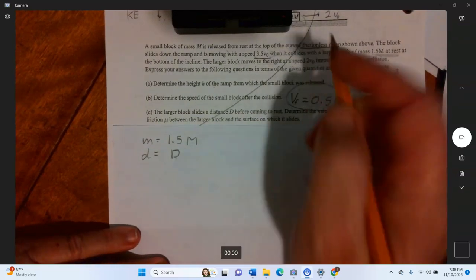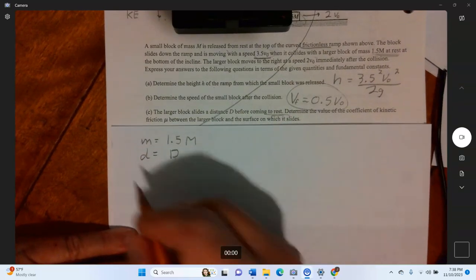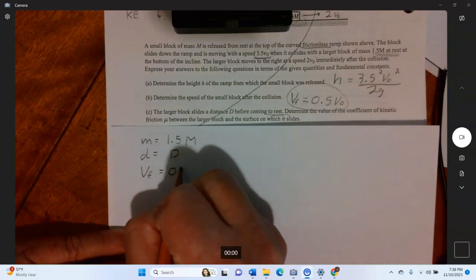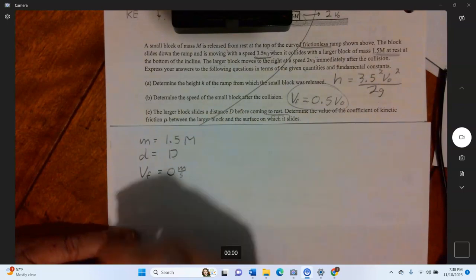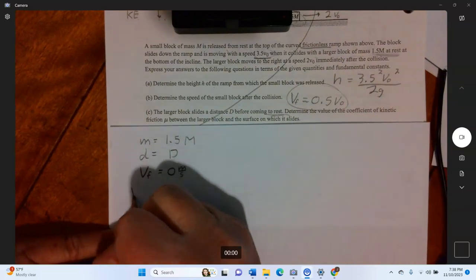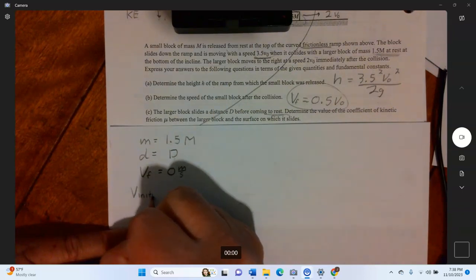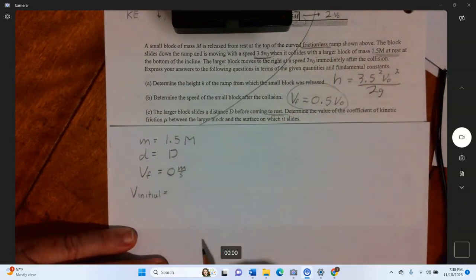What else do we know when that block slides? It says D before coming to rest. So that means we know its final velocity is going to be 0. And its initial velocity, I'm going to have to call that V initial. I'll just write it out. Initial. Why? Because they used VO for their variable here, so I can't use VO for initial velocity.